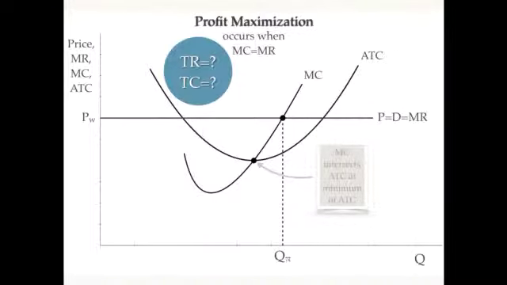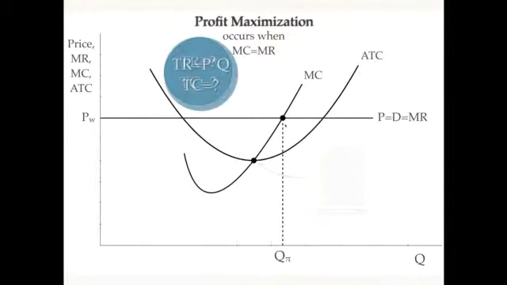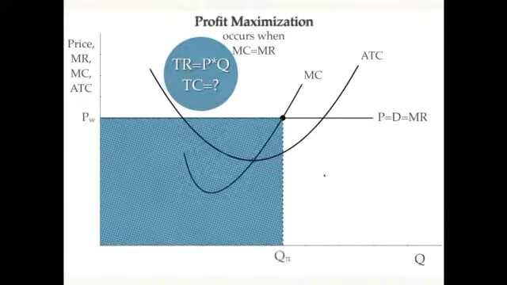So in order to determine profit maximization, we have to calculate, or at least graphically illustrate, what is total revenue and what is total cost. And if you remember, total revenue is just P times Q. So if we multiply P and Q together, that will give us our total revenue, and it's that blue area right there, which is the product of price times quantity.